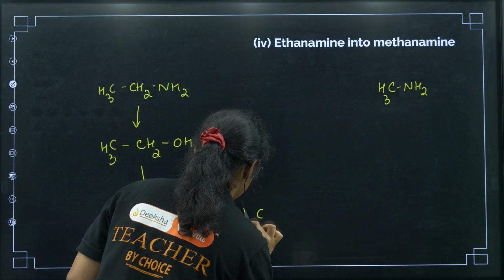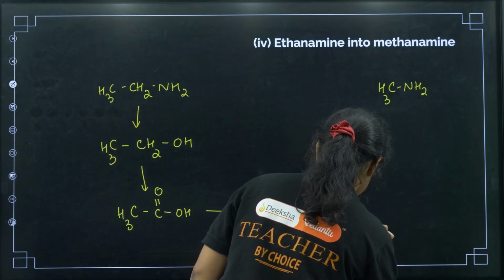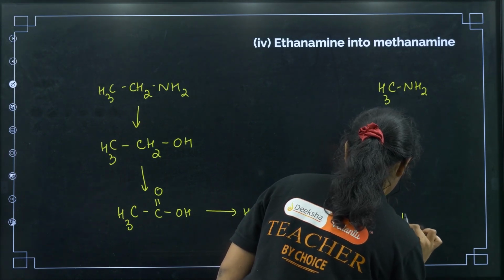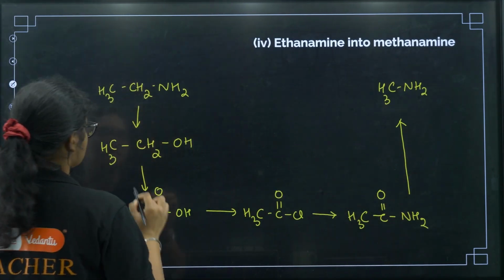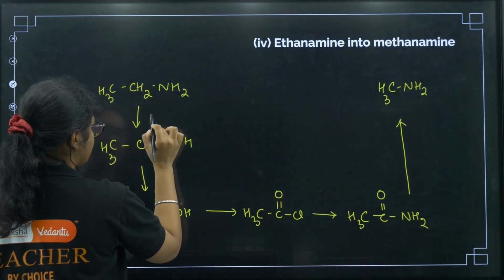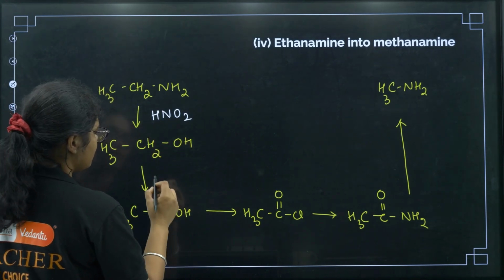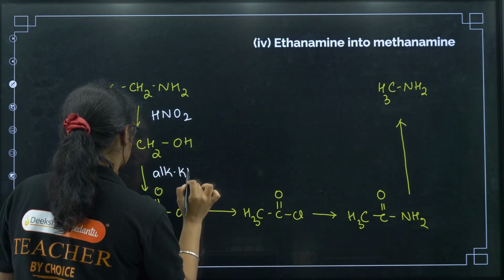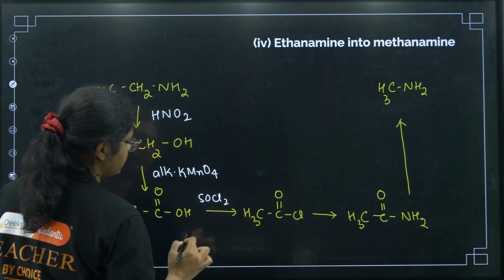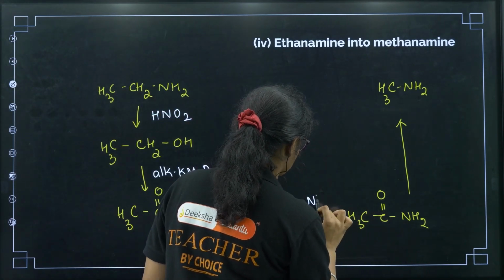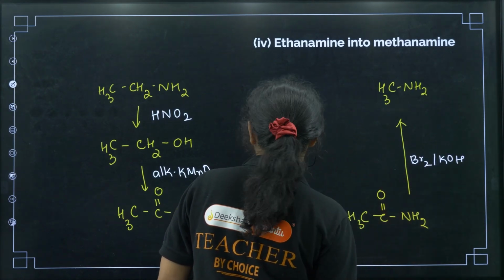Now you can convert it to CH3COCl, then you can convert it into CH3CONH2, and then you can convert it to methanamine, right? So what is the reagent required here? Here you need nitrous acid, HNO2. Then here you need what? To convert it into acid, that is alkaline KMnO4. Next, for doing this one you have to use SOCl2, and then for doing this one you can use ammonia, and here we are left with bromine and KOH.